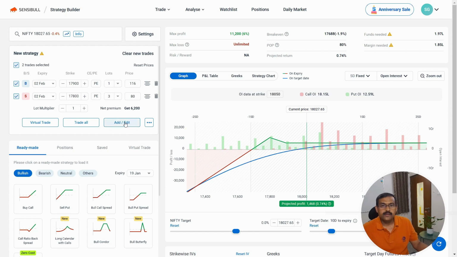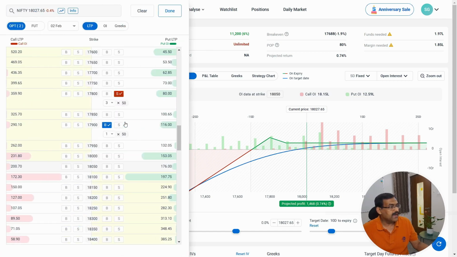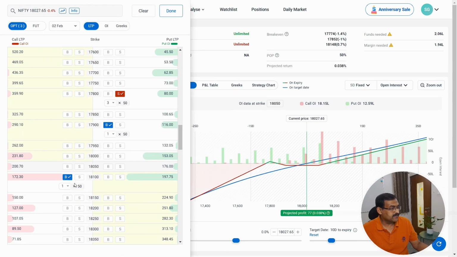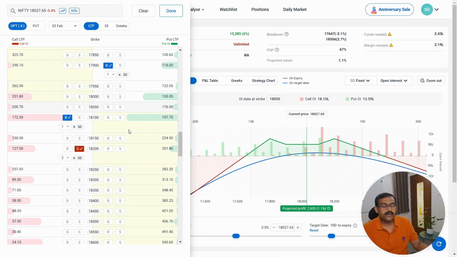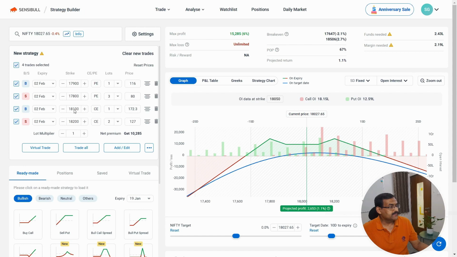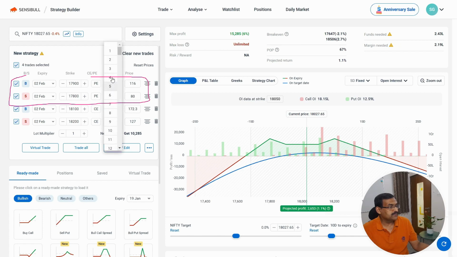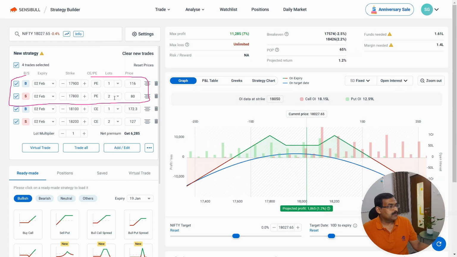Now to create a double ratio spread, you just have to add the call credit spread that we have created just now to this put credit ratio spread. You see here, this has become a double ratio spread. So we have the put ratio spread. Sorry, I have 1:3. I'll bring it back to 1:2. Okay, so 1:2 put ratio spread and 1:2 call ratio spread. So this is the double ratio spread, and now you can see the payoff graph looking different.